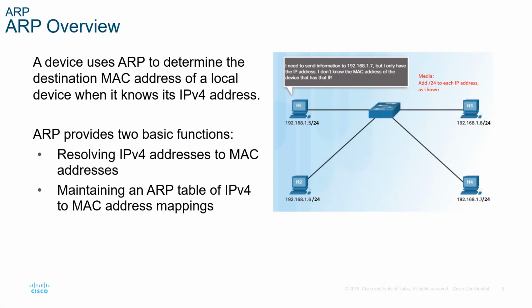ARP. Again, ARP is used to determine the destination MAC address of a local device when it knows its IPv4 address. It provides two basic functions: resolving IPv4 addresses to MAC addresses, and a way for a sender to not always send an ARP request. It builds an ARP table stored in cache memory. In the ARP table, this is where we see the binding of the IPv4 and the MAC address of the end devices.